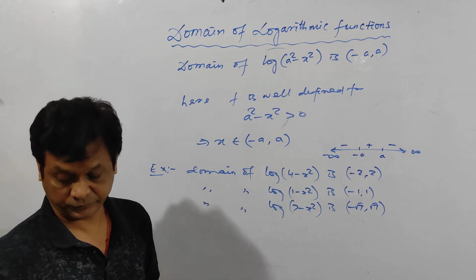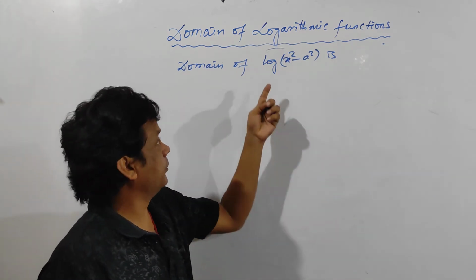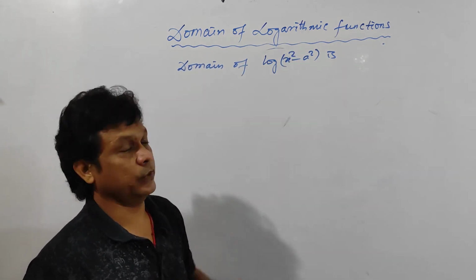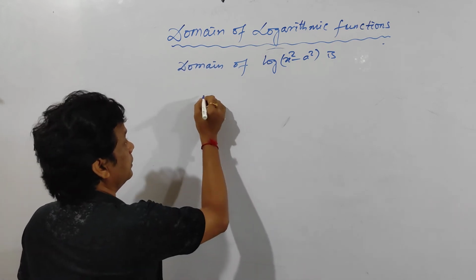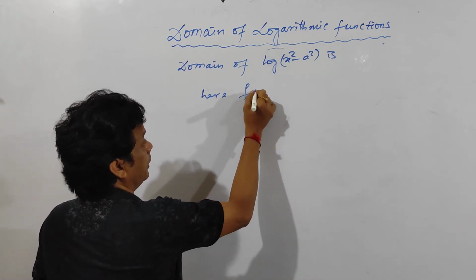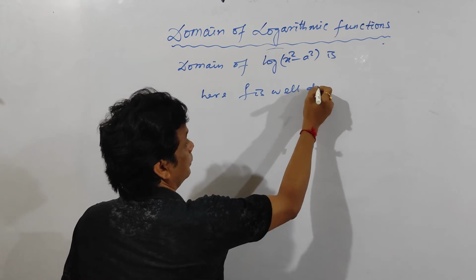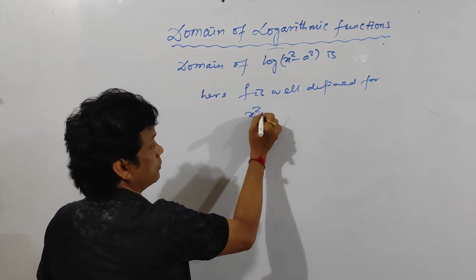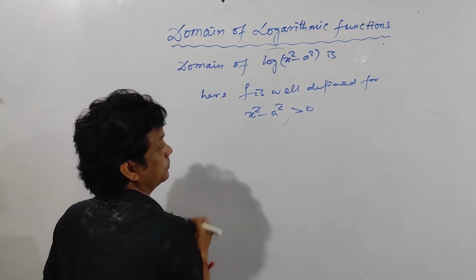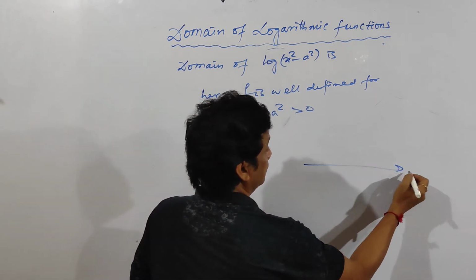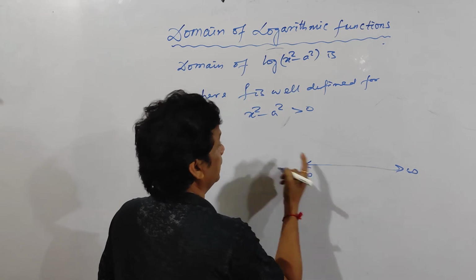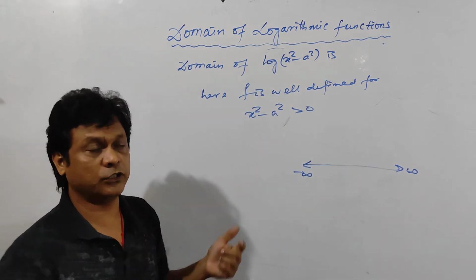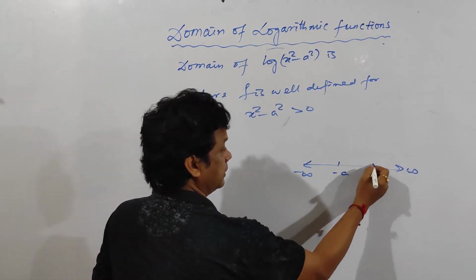Clear? See the second point, log of x square minus a square. So here f is well defined for x square minus a square greater than 0. Now draw the number line. This is infinity, this is minus infinity. And x square minus a square equal to 0 means x equal to plus minus a. So this is minus a, this is a.